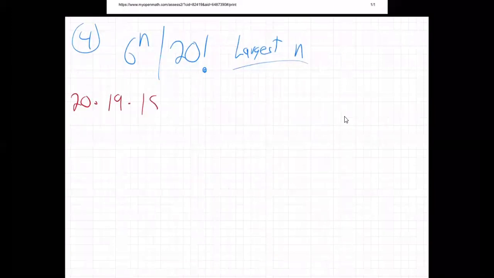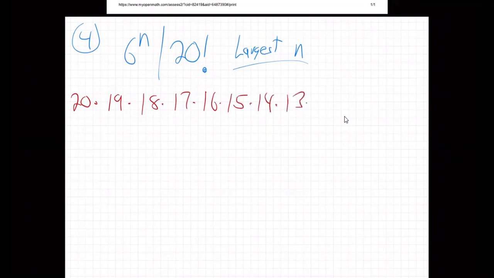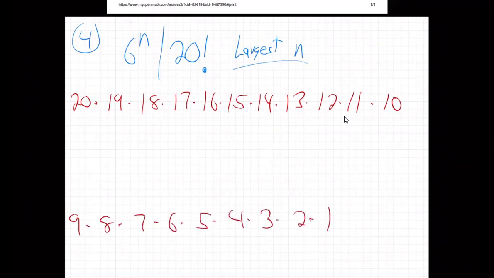20 times 19 times 18 times 17 times 16 times 15 times 14 times 13 times 12 times 11 times 10, and down here 9 times 8 times 7 times 6 times 5 times 4 times 3 times 2 times 1. Okay, now let's break all these numbers down. So the 20 breaks down to 4 times 5, and the 4 is 2 times 2. So I'll circle all the little primes.